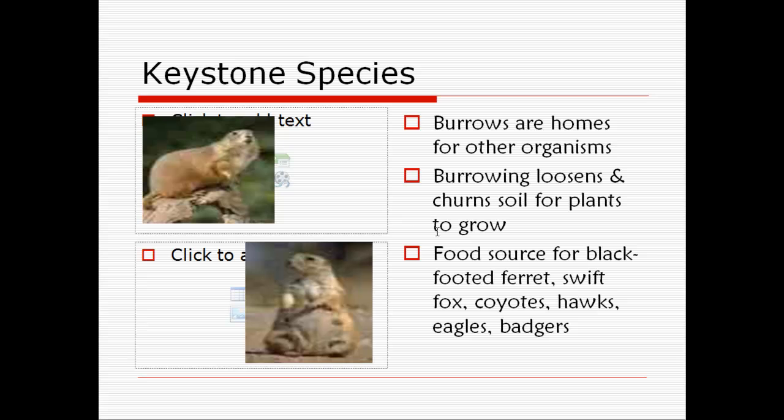Another one, off the coast of Washington, the sea otter. Sea otter keeps the seaweed in check. If you don't keep the seaweed in check, then the seaweed overtakes everything and chokes out everything else, and so ultimately everything dies.